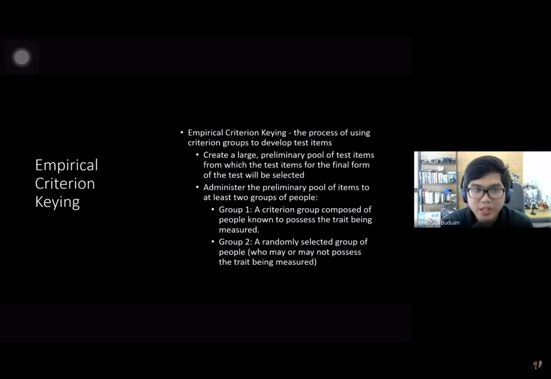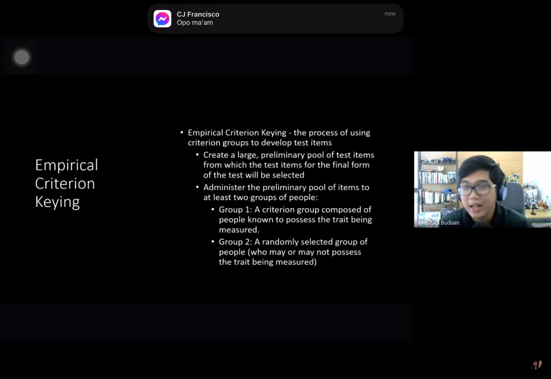So, of course, it will make sense to include people who are already diagnosed with depression. Kasi nga, for sure, itong mga to, meron silang depression. So mataas probably, or usually, yung kanilang score sa mga depression scale. Tama? So, if we are creating a test about depression, ang gagawin natin is administer the pool of items to two groups. One group, yung criterion group natin, yung mga taong may criteria na sila yung magiging criteria natin, na may depression sila. So that is the first group.